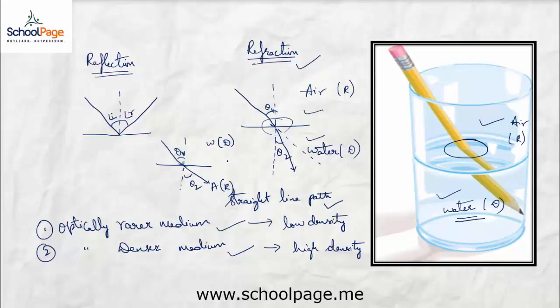This is one of the most important differences to know to study refraction. A ray of light going from a rarer medium to a denser medium bends towards the normal, whereas when a ray of light is moving from a denser medium to a rarer medium, it moves away from the normal.